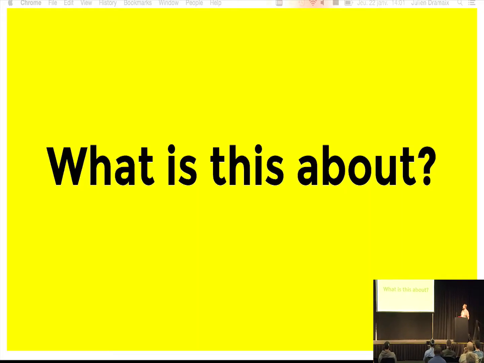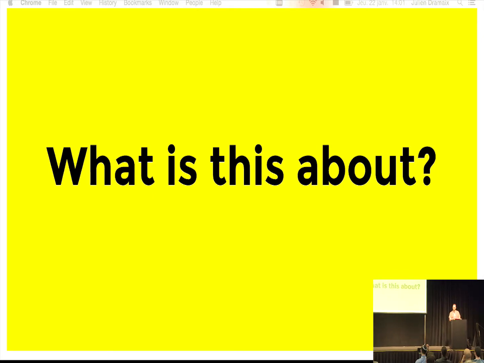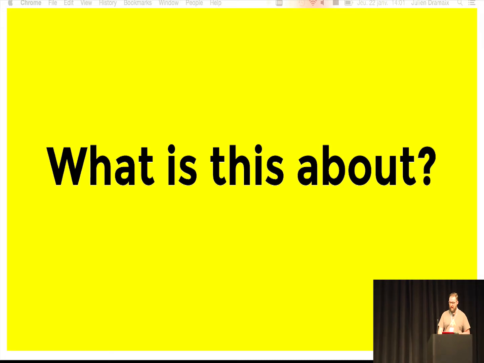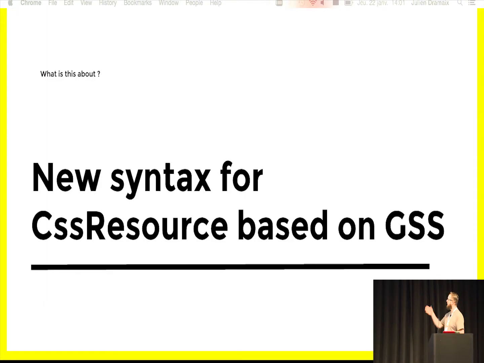What is this about? During this presentation, I will talk about a new feature available in GWT 2.7. This is a new syntax for writing your CSS with CssResource, and this syntax is based on Closure Style Sheet, or GSS.